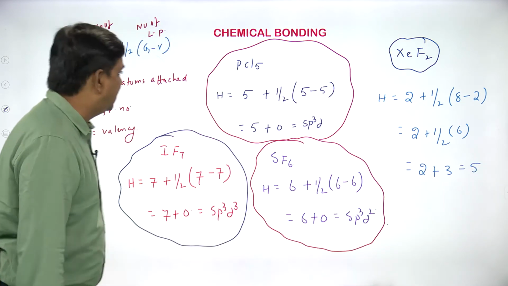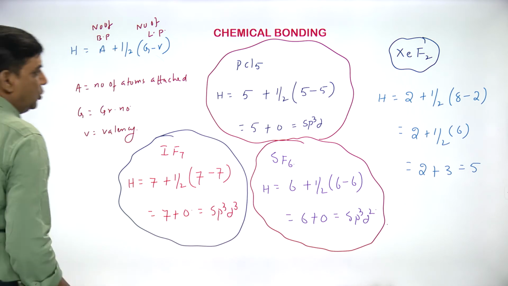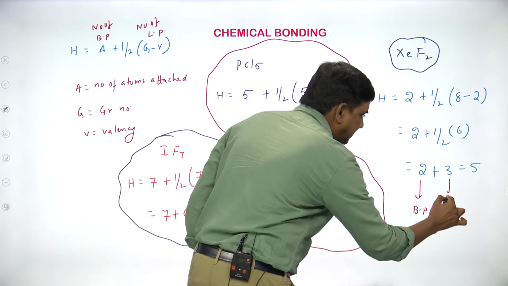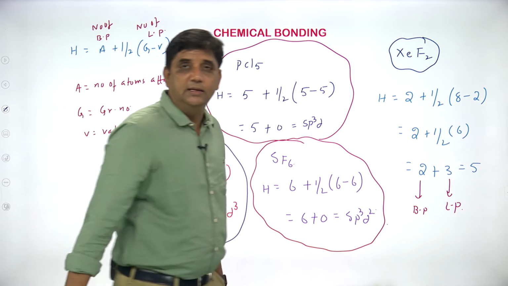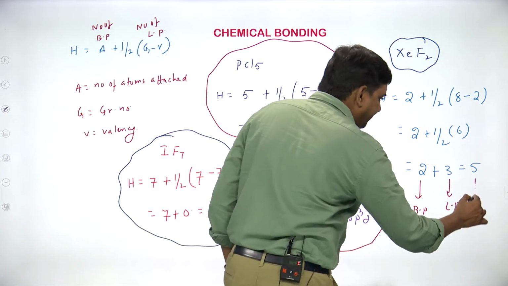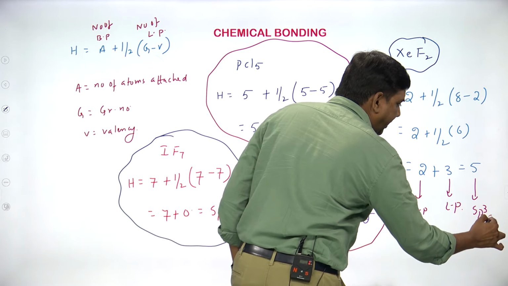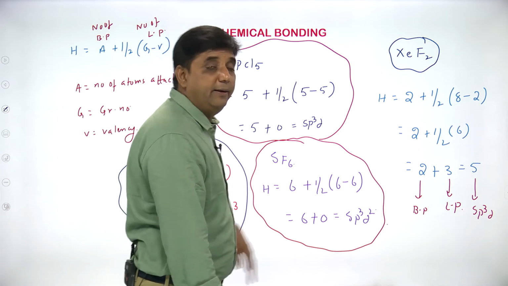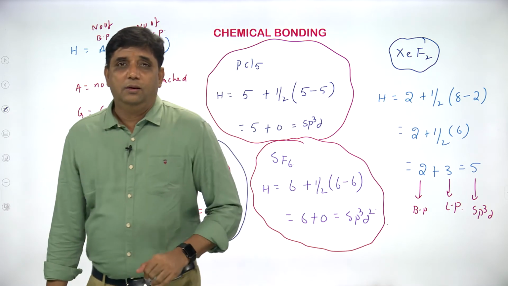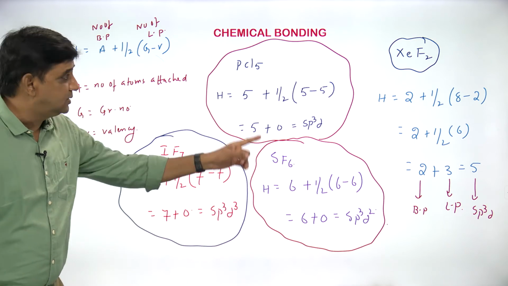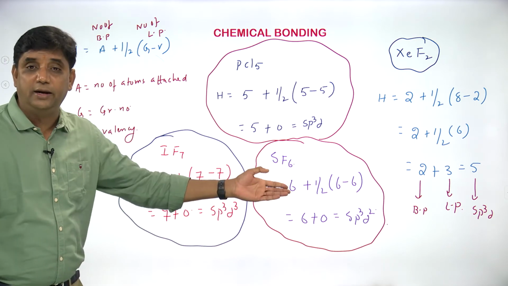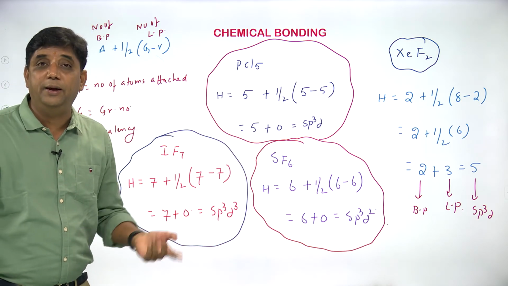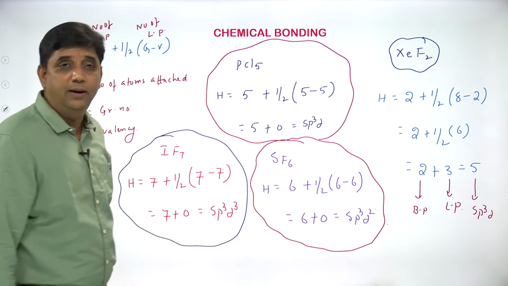As it is 5, xenon difluoride contains 2 bond pairs. This is the bond pairs and this is the lone pairs, 3 lone pairs it contains. 5 means sp3d hybridization. This formula is very much useful for xenon compounds. So xenon difluoride will contain 2 bond pairs, 3 lone pairs and the total hybridization value is 5. That means the hybridization is sp3d hybridization.